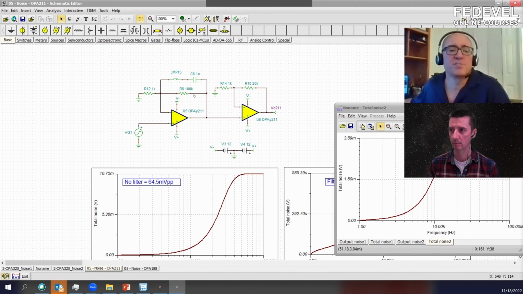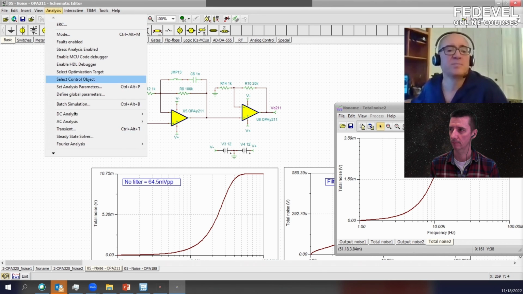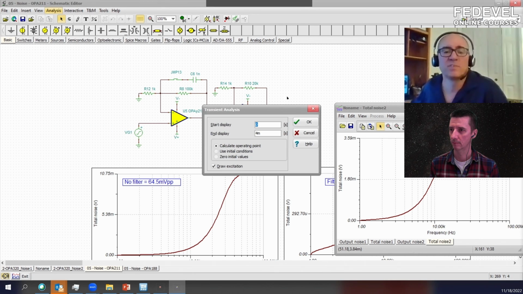The reason why this is noisier is because there's a higher current noise. You can have voltage noise and current noise, and that current noise flows through these resistors and is amplified by both of the stages. And the filter is basically the C6 capacitor? That is correct, yes. So if I run the simulation on this, simulation.